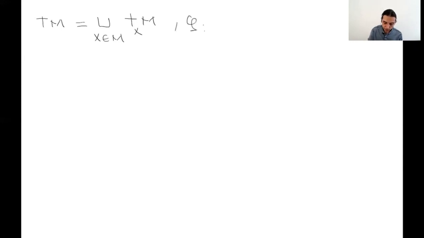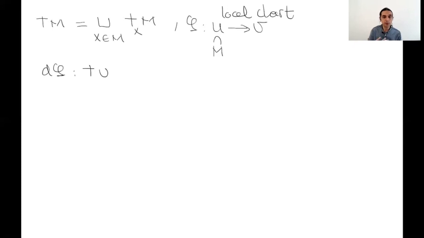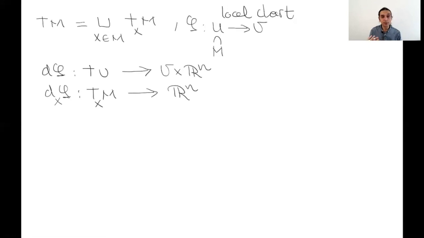If we now consider a local chart for M, we can consider the differential of phi, which is just a diffeomorphism between the tangent space of U, the union of the tangent spaces of M at every one of the points in U, and the tangent space of B. But B is an open subset of Rn, so this tangent space is identified with B times Rn. And indeed, if X is a point of U, the differential of phi at X is a linear map between the tangent space of M at X and Rn.